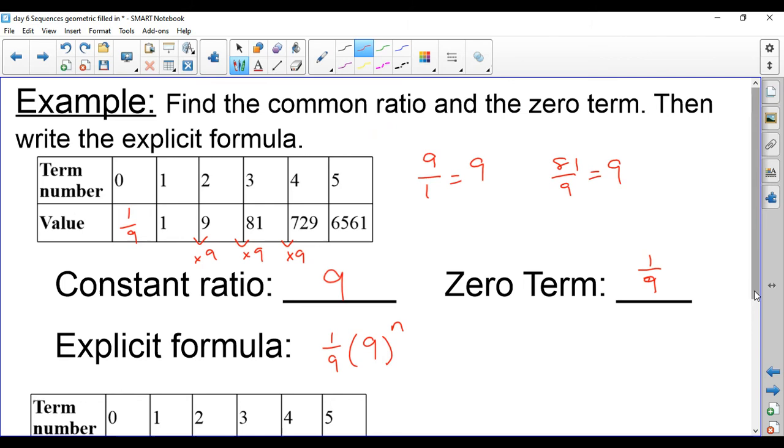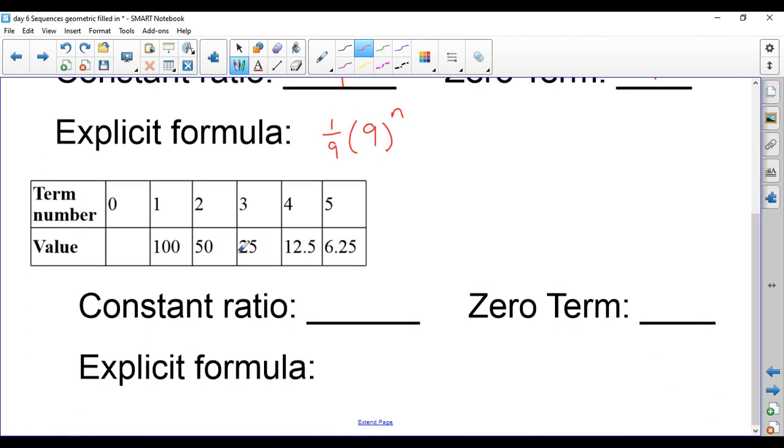Here's another one. This one's going down: 100, 50, 25. I want the constant ratio. I want to know if I take one value and divide it by the one before it, what do I get each time? The constant ratio is 1/2. We need to write this, think of this as multiplying by 1/2 in order to write the formula. We cannot think of it as dividing by 2.